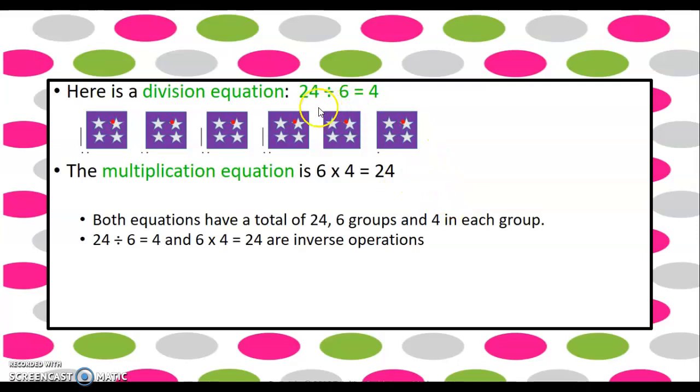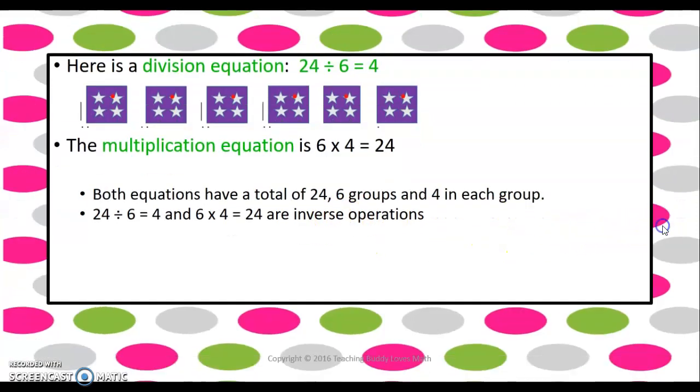How about 24 divided by 6 equals 4? 24 stars total, 6 groups, 4 in each group. My multiplication equation would be 6 times 4 equals 24. Both have totals of 24. Both show me 6 groups. Both show me 4 in each group. 24 divided by 6 equals 4 and 6 times 4 equals 24 are inverse operations. Again, addition and subtraction are inverse, so it works kind of the same idea.